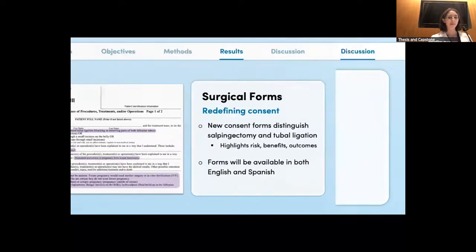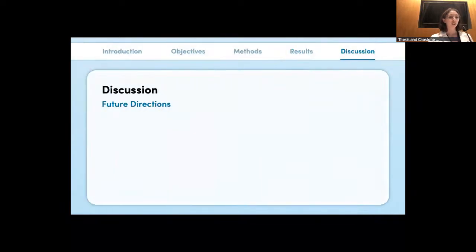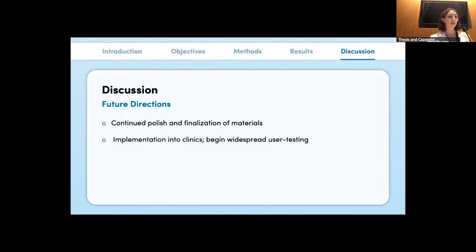For future directions for project materials, we will continue to polish and finalize what we have already created. We will then begin to implement these materials into clinics across the country to begin widespread user testing and get feedback from patients. And then finally, our plan is to distribute these materials as an educational package to other institutions so that they too can benefit from these learning materials.